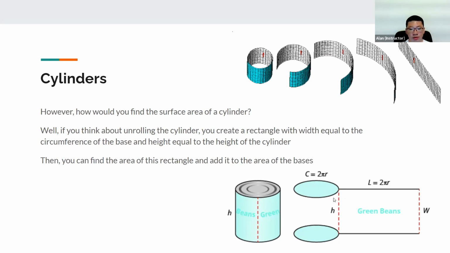So the bases are circles. If they give you the radius, you should be able to find them. And then for the lateral face, or the unrolled face, the width is going to be 2 pi r, since the circumference of a circle is 2 pi r, and the height is going to be h, which is just equal to the height of the cylinder. Hopefully you guys will remember this.